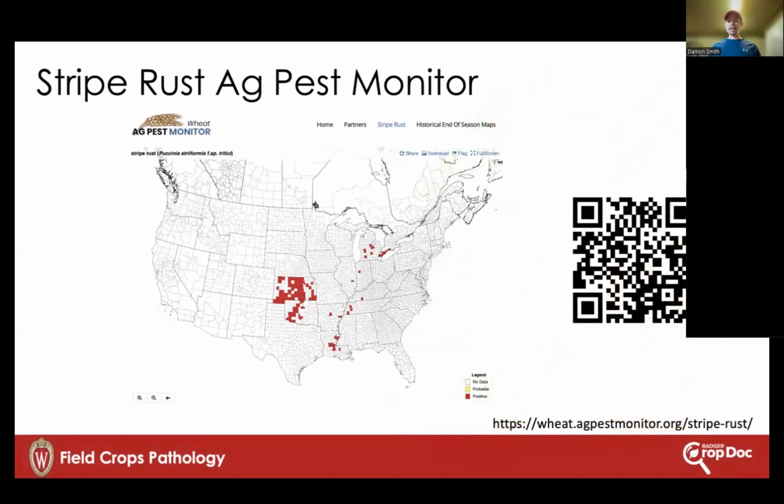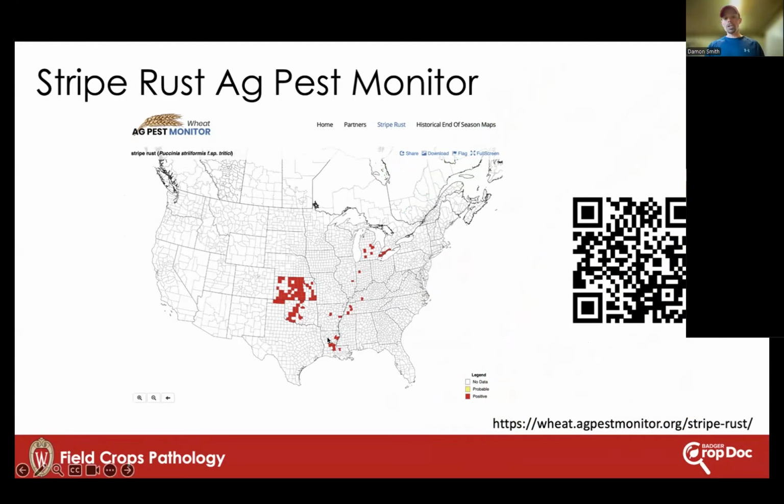Now, how do you track these two diseases? I mentioned first with stripe rust, we have the rust pathway. So we in Extension, the National Extension Network, actually follow the stripe rust over the season. We chart this on a national map. You can visit these maps at that QR code.